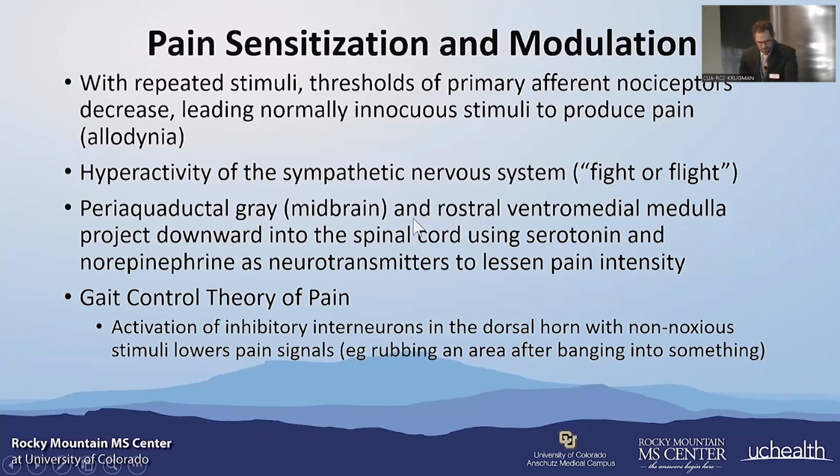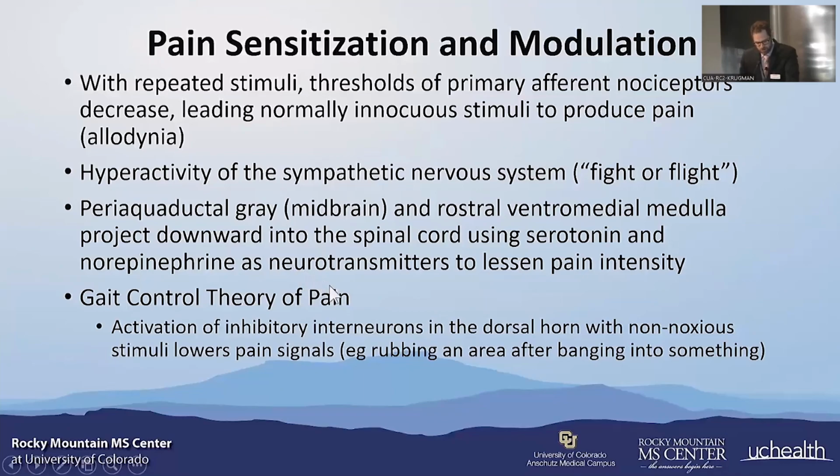And then, as I mentioned above, you have these descending pathways, notably coming from the midbrain and the medulla in the brainstem, and projecting downward into the spinal cord onto those interneurons using chemical messengers like serotonin and norepinephrine to dampen or lessen pain. And that can be exploited pharmacologically, which I can get to later on.